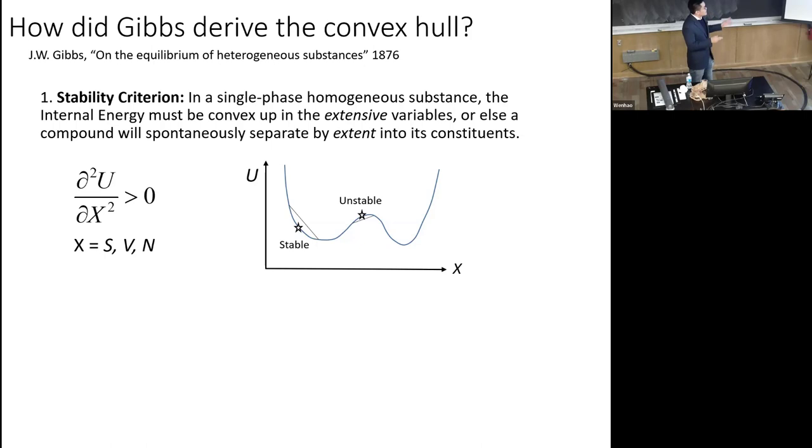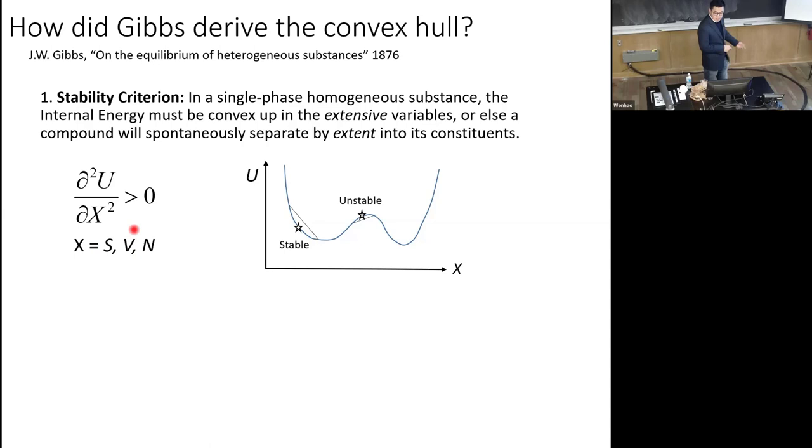In a single phase, homogeneous substance, so a pure phase substance, the internal energy, which is the energy as a function of the extensive variables, must be convex up, or else a compound will spontaneously separate by extent into its constituents. So you may have seen figures that look like this for spinodal decomposition, right? You have this stable region where it's convex up, and if it's convex down, it's unstable. The important thing is that this axis doesn't just have to be composition. It can be any axis. It can be entropy, volume, or the other extensive variables that I showed earlier.